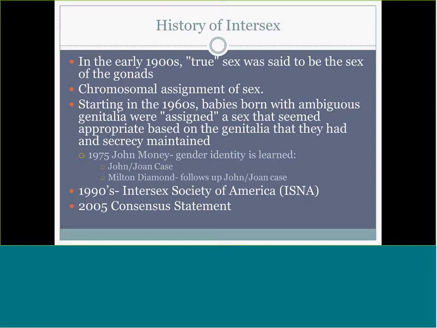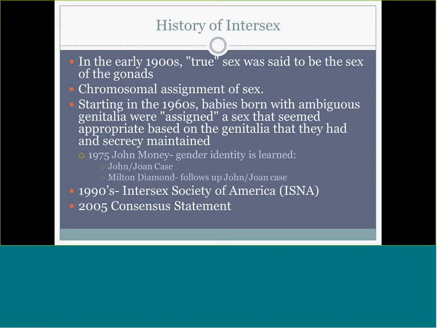In the 1960s, there was Money, who was at Hopkins, who said that gender identity was really learned, and his famous case is the John Doe case. It was twins, and one of the twins had a botched circumcision, and they decided to convert the twin into a girl. They did this gender change at about 18 months. His theory was that if you did it before 2 years, the child would be okay as far as gender identity, and he reported this as a success.